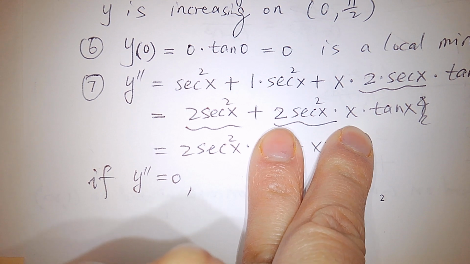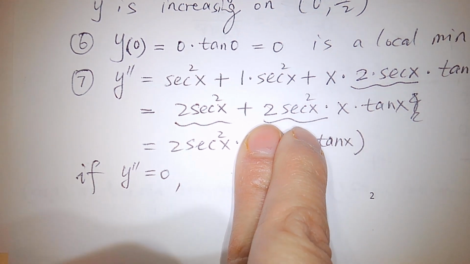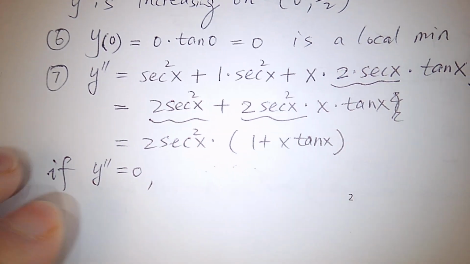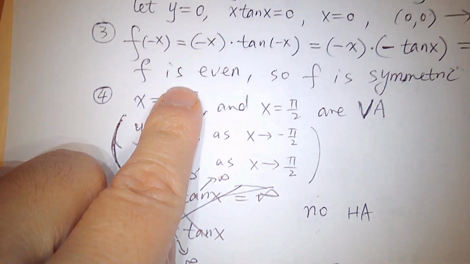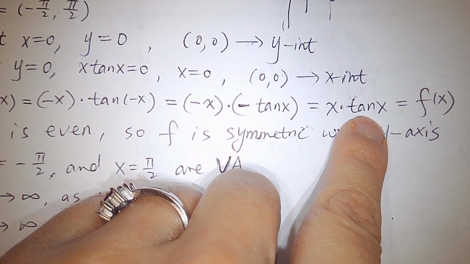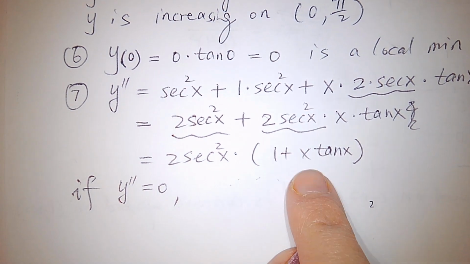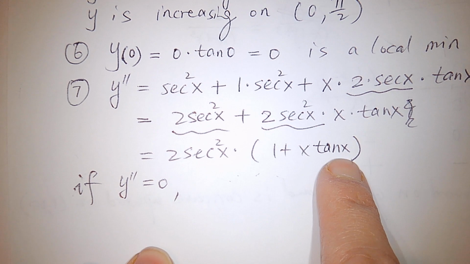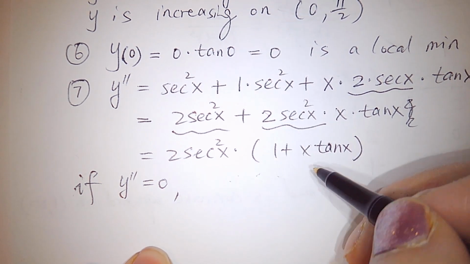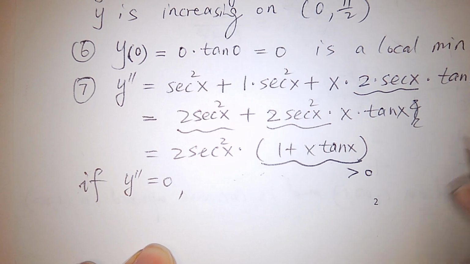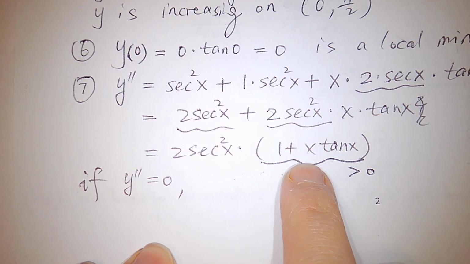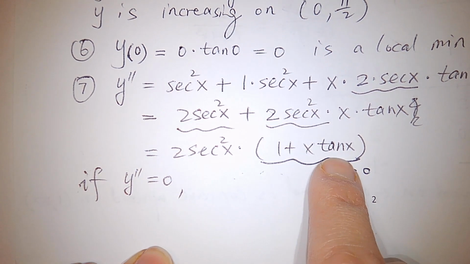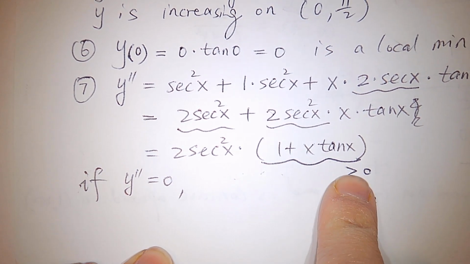The function y equals x is odd. Tangent of x is also odd. Odd times odd is even, right? Just now we checked, x times tangent of x is even. So if x is positive, x times tangent of x is positive, plus 1, positive. If x is less than 0, tangent x will be less than 0. Negative times negative is also what? Positive. Positive plus 1 is always positive.